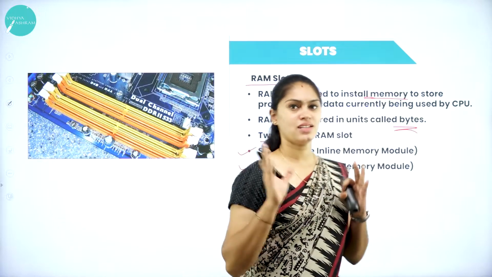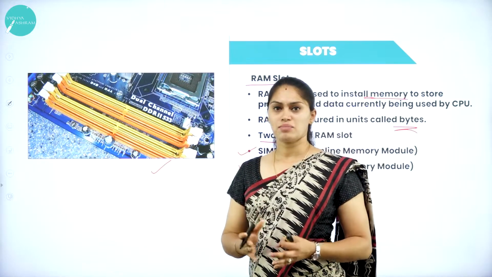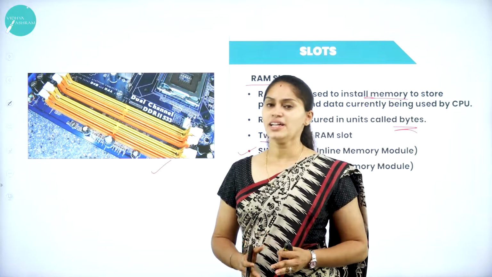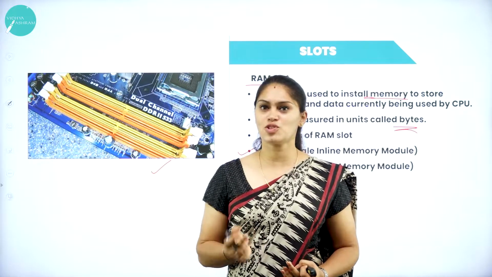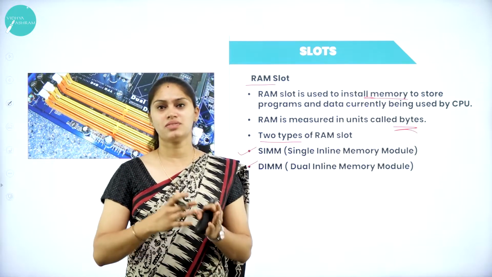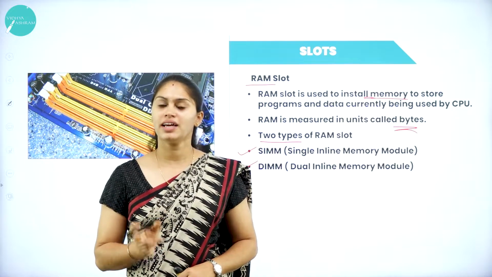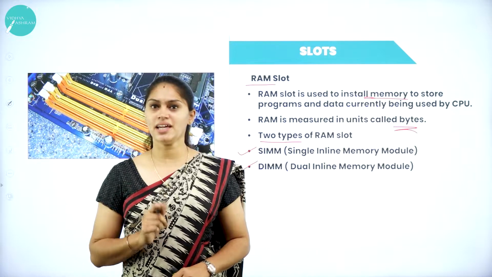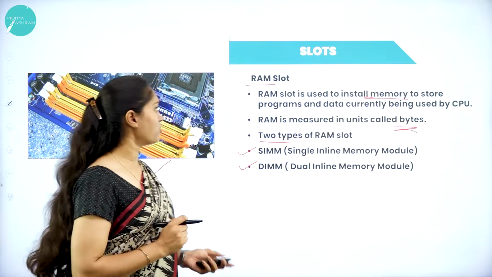Coming to this RAM slot, here you can see the image of the RAM slot. Why do we require the RAM slot? It is mainly used to install the memory. That memory is used to store the data and instructions. It will be holding the data and instructions which are further required for the processing. So, there are two kinds of RAM slot, SIMM and DIMM. Keep it in mind.